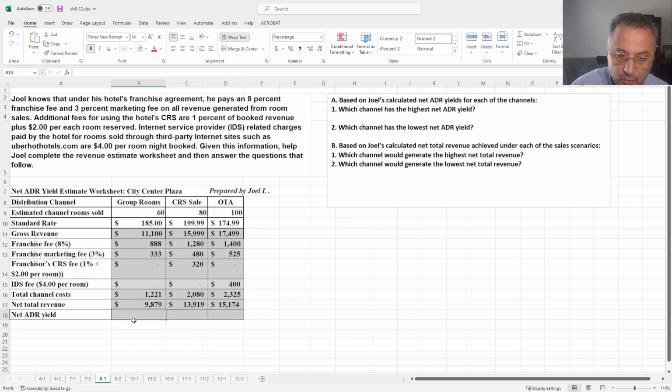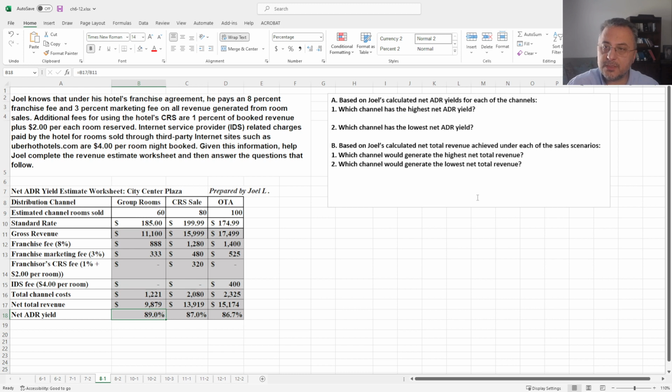And the last thing we are going to calculate is the net ADR yield. Net ADR yield is how much money in the end total you get. How much was the gross revenue? 89%. Let's see other ones. As expected, right? Because group rooms is the one your employees are selling. There are no additional fees, maybe except employees on salary, etc. But net ADR yield was 89%.